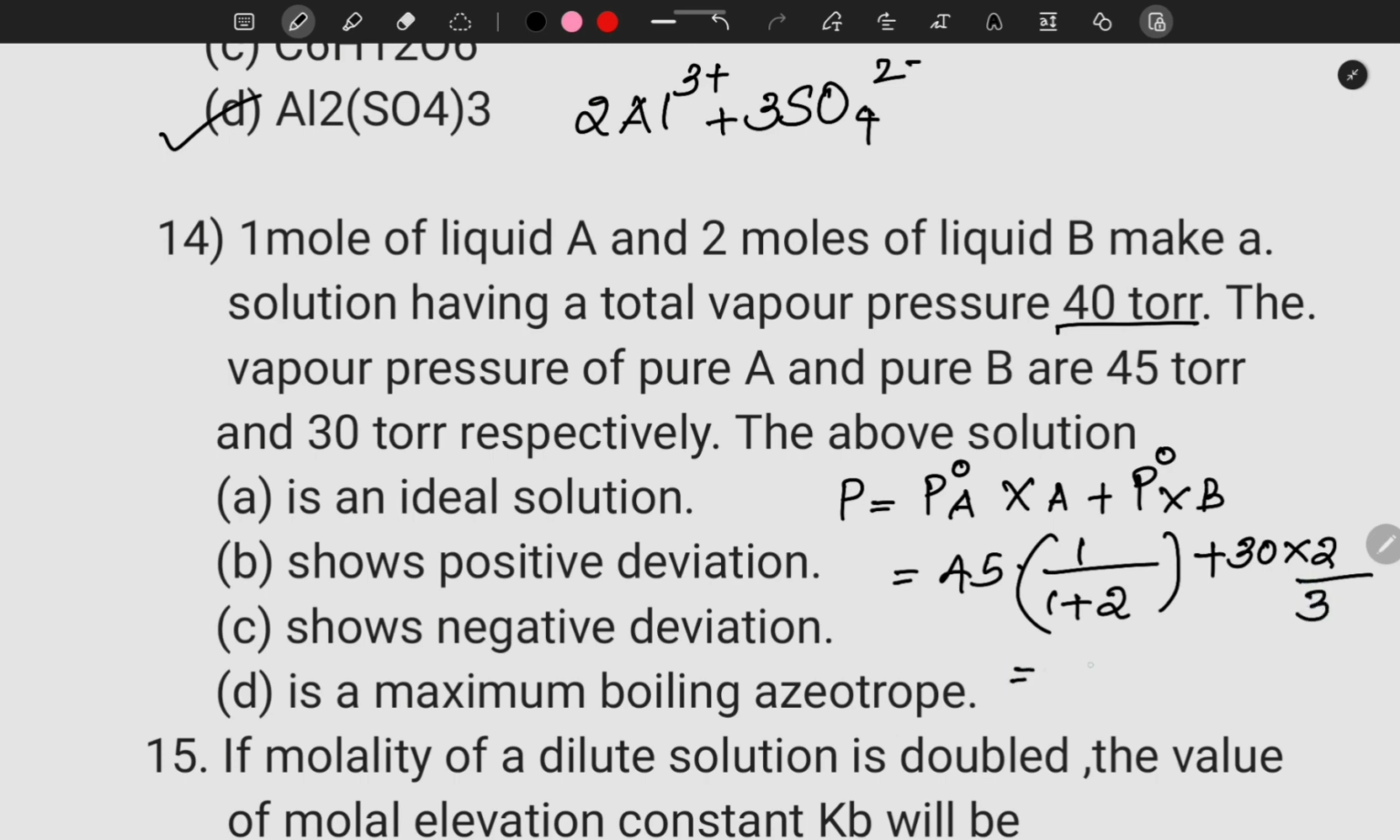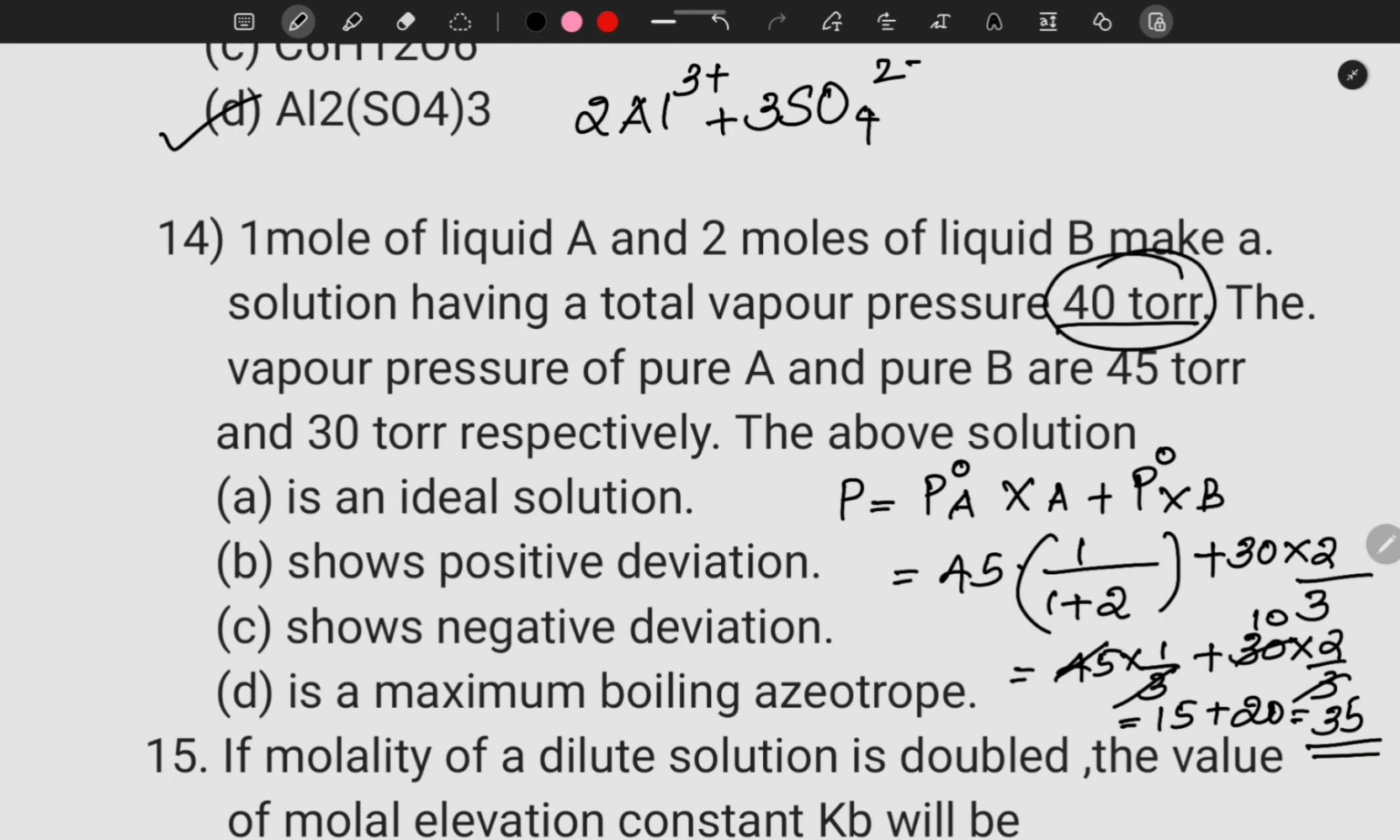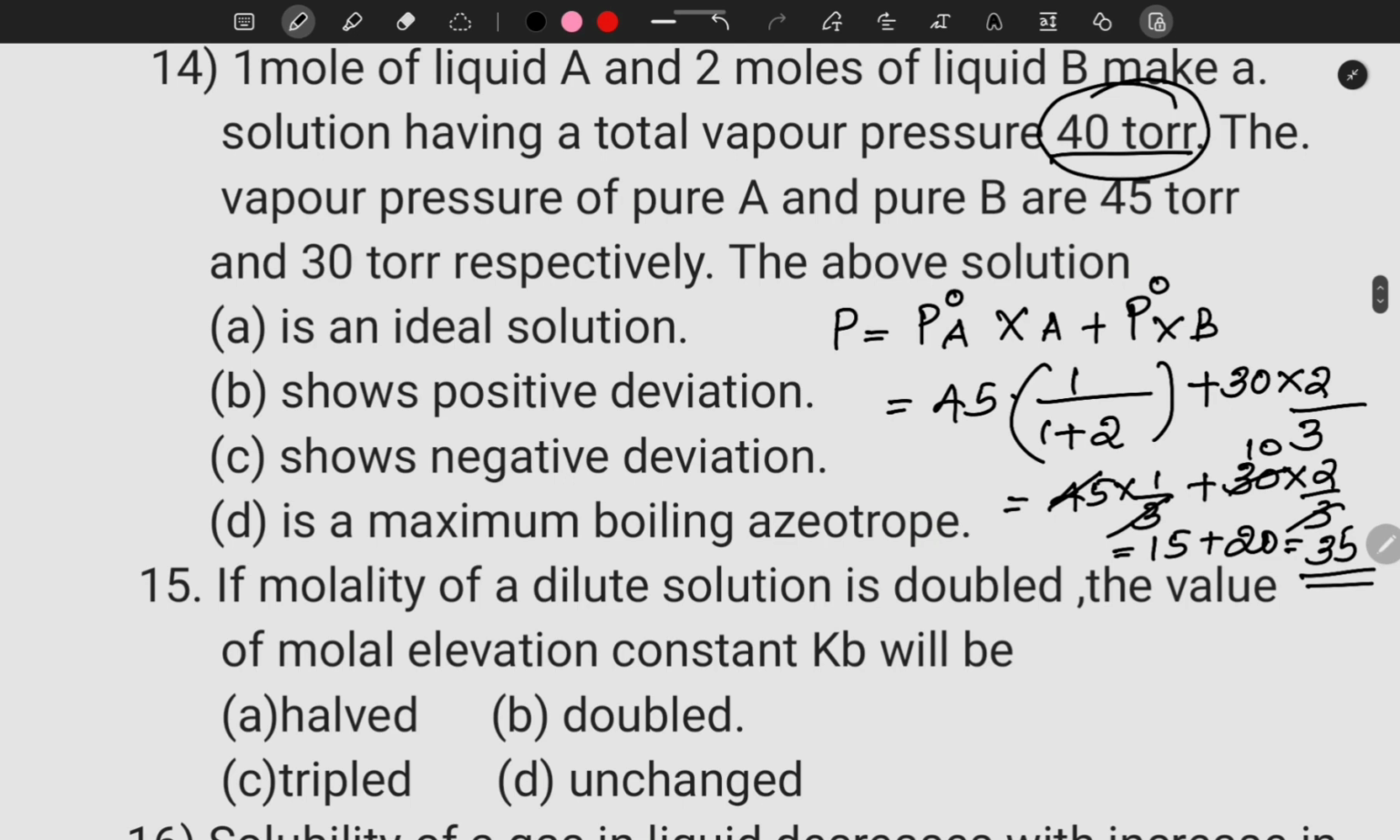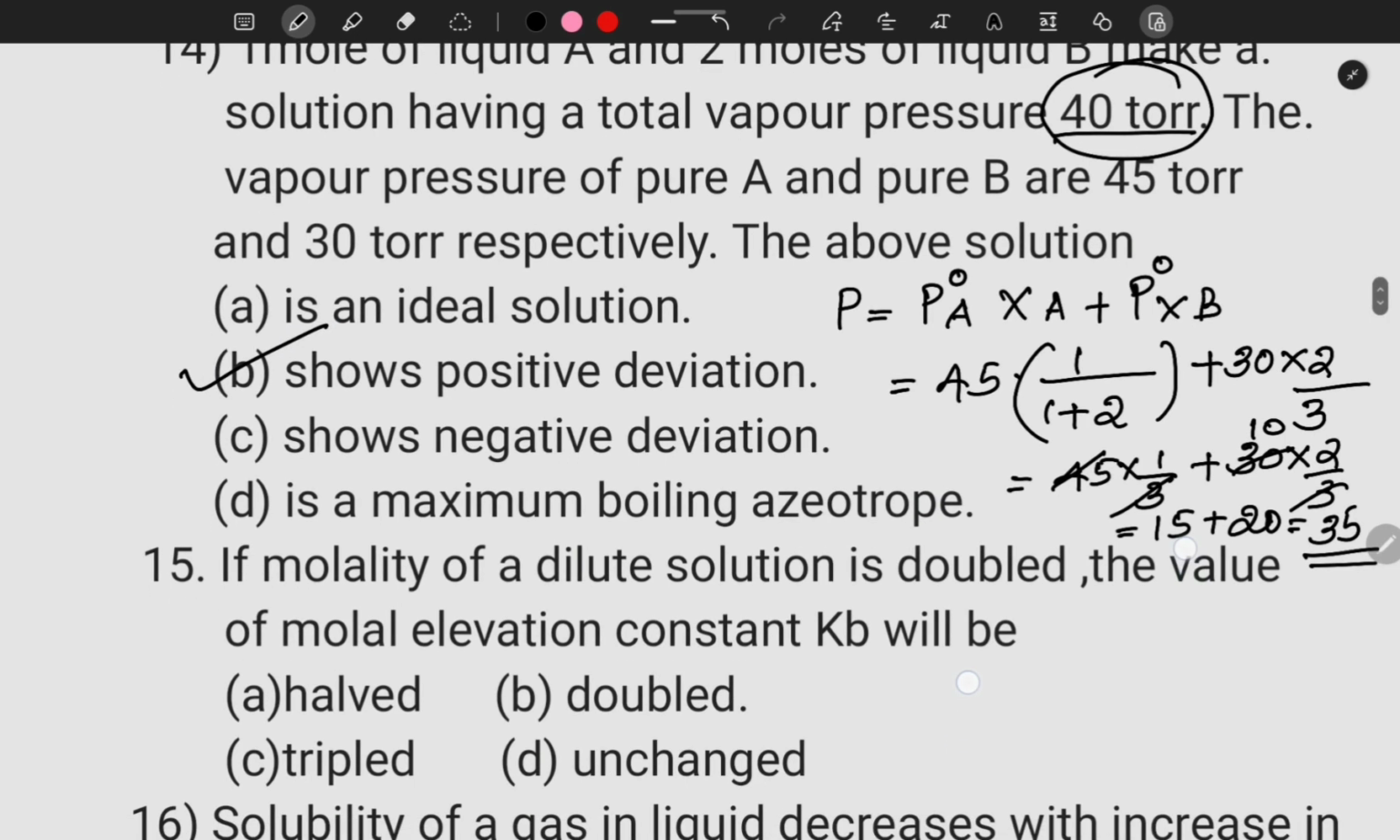So when we simplify, 45 into 1 by 3 plus 30 into 2 by 3, that is equal to 15 plus 20, that is equal to 35. But our vapor pressure is more than that. So the vapor pressure of the resulting solution is greater than 35, so that solution shows positive deviation from Raoult's law.